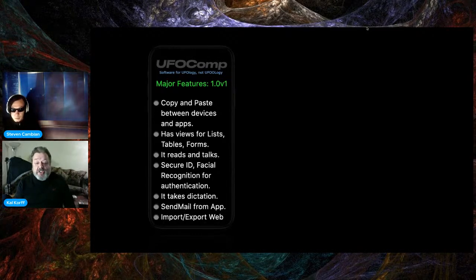It reads and talks. Secure ID, facial recognition for authentication. After all, I'd hate to see Kevin Randle look at my phone when I wasn't looking and see what I really know about him. Just kidding.